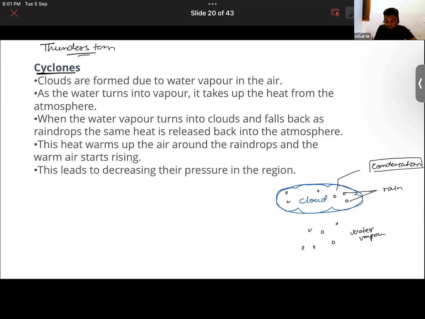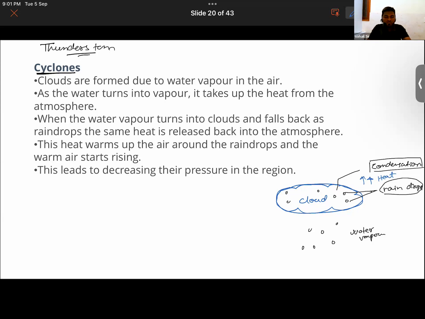Raindrops. Now, due to the conversion of water vapor into raindrops, heat is being released. So now what happens? The heat of the surrounding air is increased. It is warming up. Is it clear now?